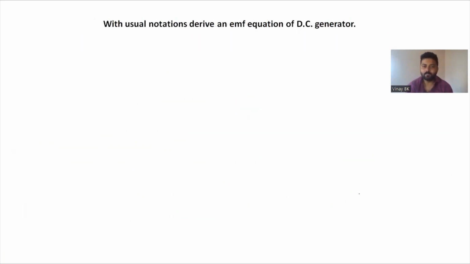So next they asked, for 4 marks, you to write the EMF equation of DC generator. For the usual notations, you are getting them in the formula handbook itself. If you are having any confusions, please go through that while writing in the examination. So what are the notations?